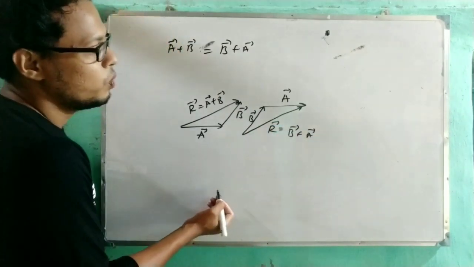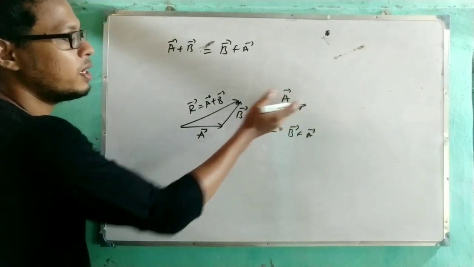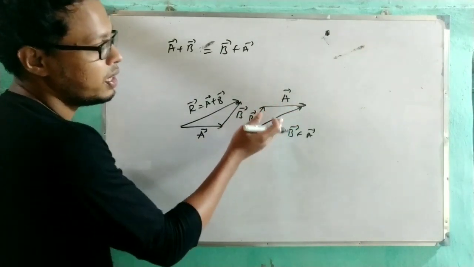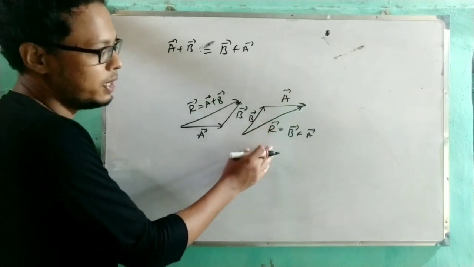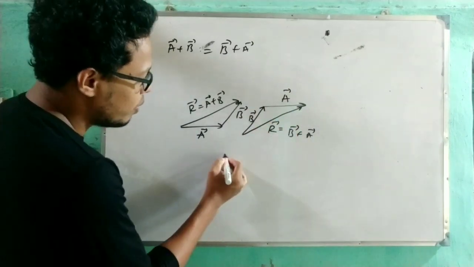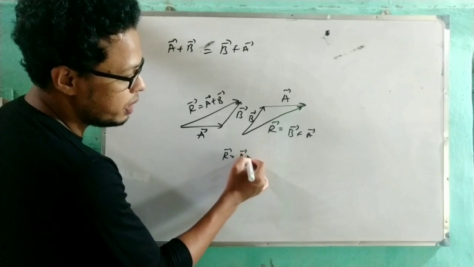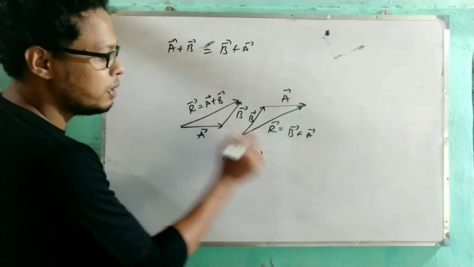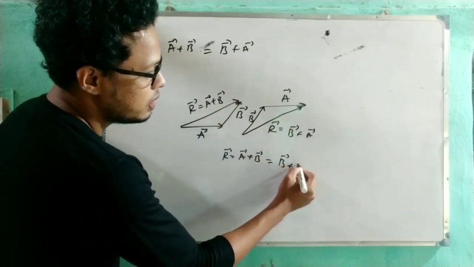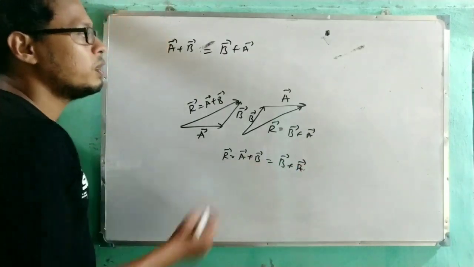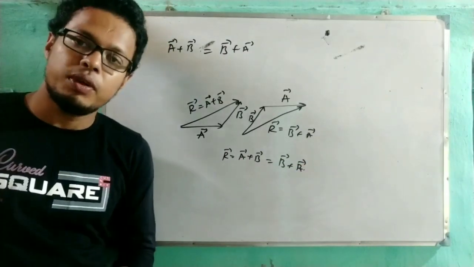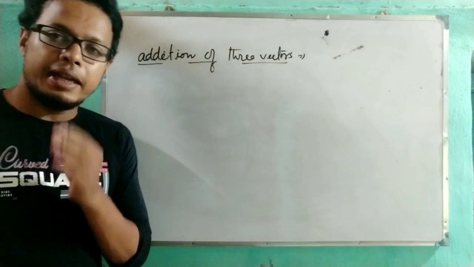Actually this is forming a triangle. So this R vector is completing the triangle. That's why this is the resultant. So R equals b plus a. One time we are getting R equals a plus b, and by parallel shifting we can write this equals b plus a. So vector addition follows the commutative law also. We get the addition of two vectors.